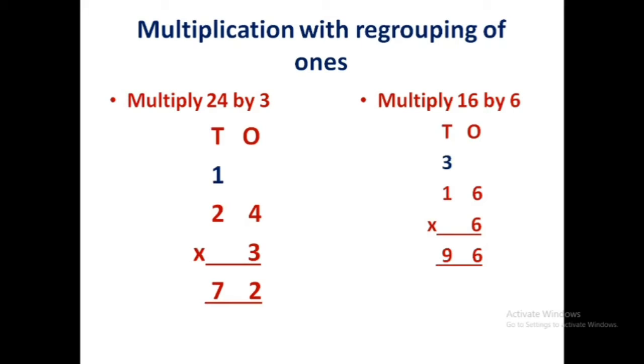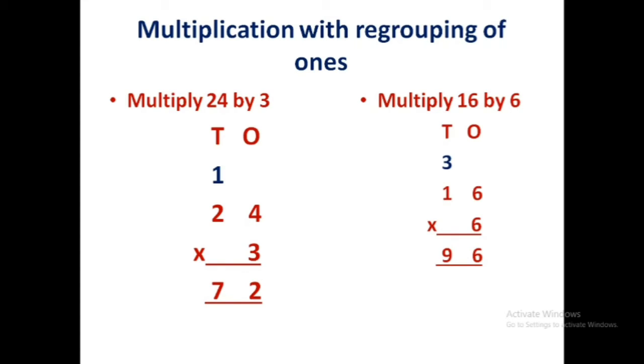Let us see how to multiply 24 by 3. First we have to write the numbers, 24 into 3. Begin from the ones place. 3 into 4 ones is equal to 12 ones. That means we have to regroup 12 ones into 1 ten and 2 ones. Write 2 in the ones column and carry 1 to the tens column.